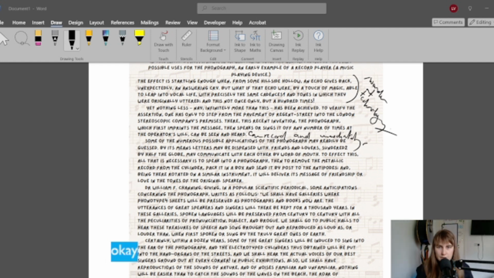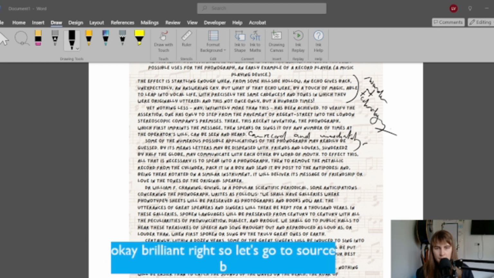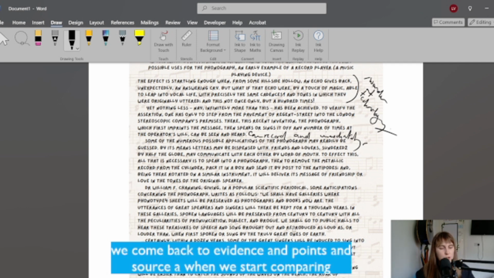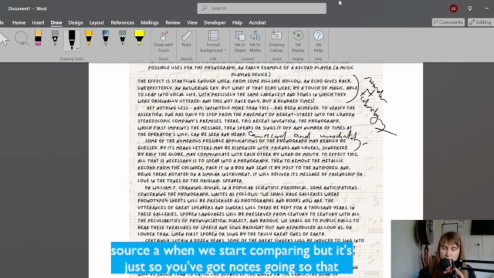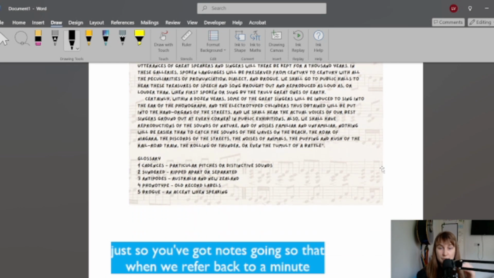Okay, brilliant. Right, so let's go to source B then. We come back to evidence and points from source A when we start comparing, but it's just so that you've got notes going so that when we refer back to it in a minute, you haven't forgotten everything.